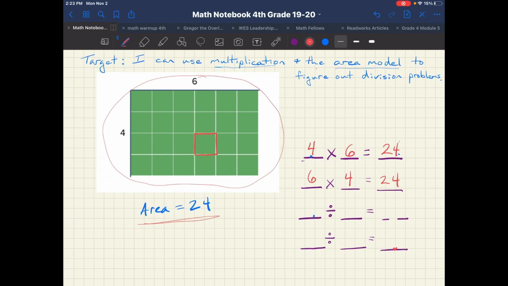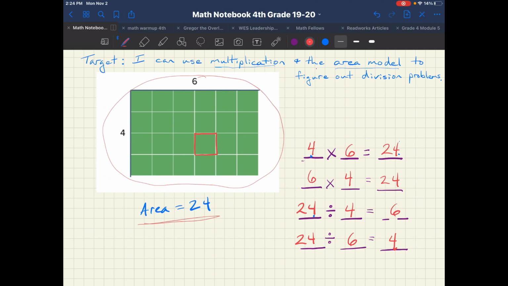And then I can also divide up my whole 24 squares. I can divide it into 4 equal groups of 6. I can also take my 24 and divide it into 6 equal groups of 4. Pause the video for a moment and stare at the rectangle and see if you can picture the 24 being divided into 4 equal groups of 6 and 6 equal groups of 4.